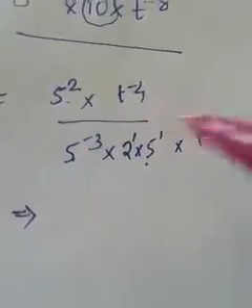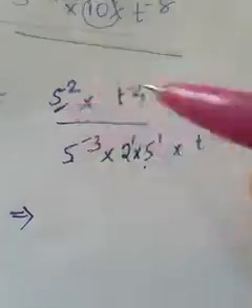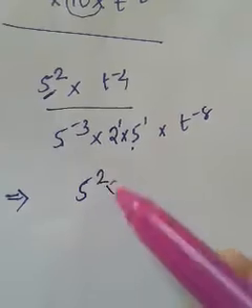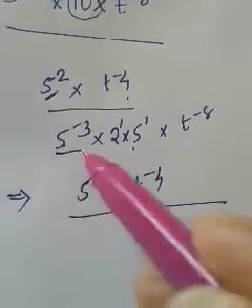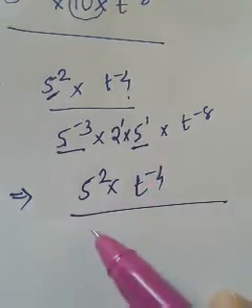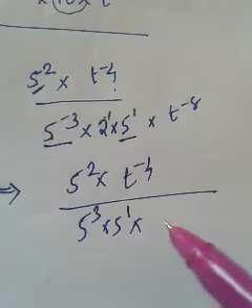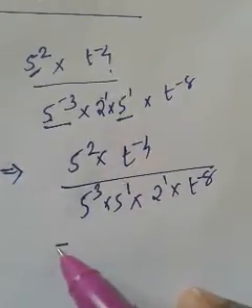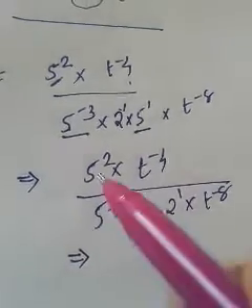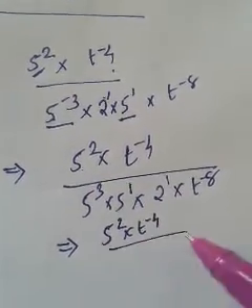Yes. Now we just see what you can do is this 5 square as it is, you can write into t raised to minus 4 as it is, and this 5 raised to 3 and this 5 raised to 1 you can write together. That means 5 raised to 3 into 5 raised to 1 into this 2 raised to 1, then into t raised to minus 8. Now just see the next step, what you can do is this 5 square as it is into t raised to minus 4 as it is, numerator as it is.